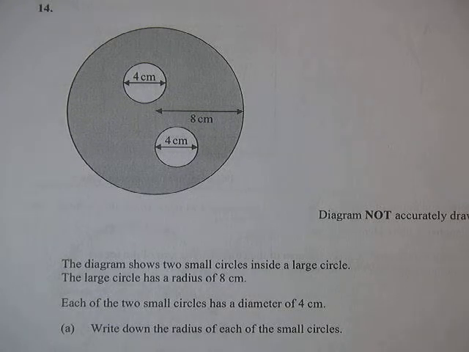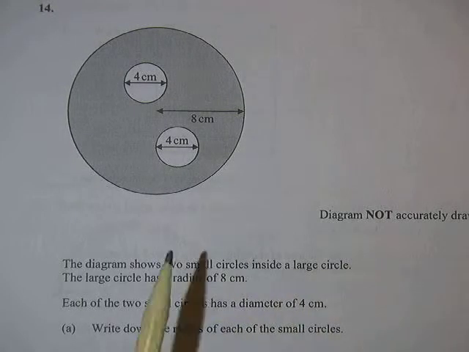Question 14 in two parts, part A and B. We'll get to B in a minute. B's worth 4 marks. This part here, part A, is only worth 1 mark, so it should be straightforward if it's 1 mark. Let's have a look at what it's asking.